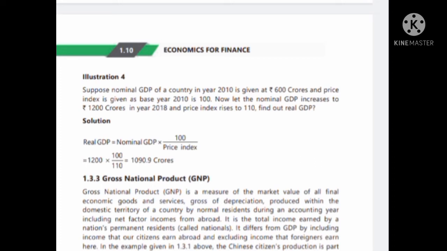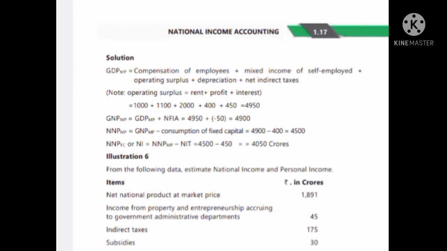Find out real GDP. You have to substitute all the numbers given in the question. Real GDP is nominal GDP into 100 by price index. Substitute nominal as 1,200 into 100 by 110, which gives you 1,090.9 crores. Now let's come to the numerical illustration 5.